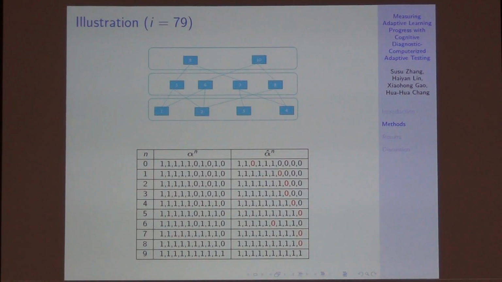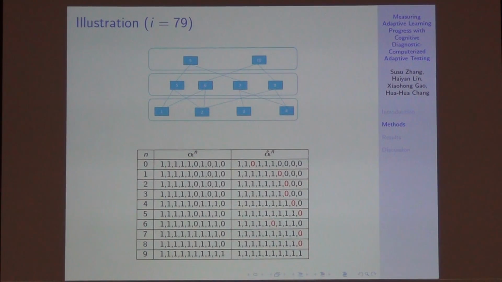So here's an illustration. The top figure is the hypothetical content structure we used. The skills below, 1, 2, 3, and 4, are the most basic ones that do not have any prerequisites. And the upper ones, 5, 6, 7, and 8, have some prerequisites contained in the set of 1 through 4. And then there are more advanced skills such as 9 and 10, which contain skills in the second tier as their prerequisites.